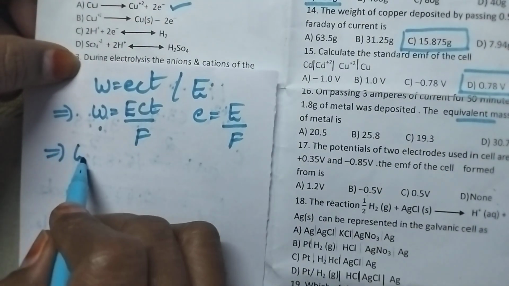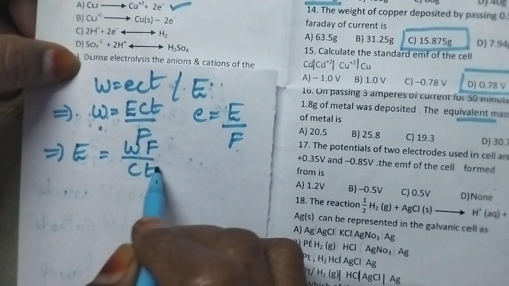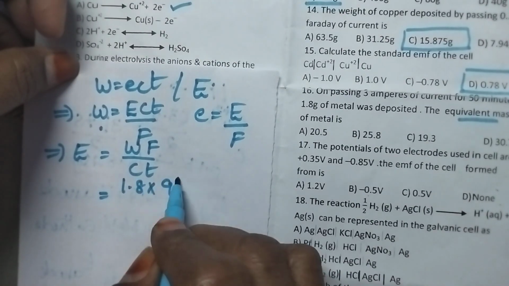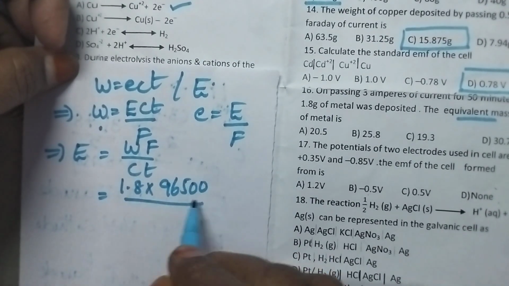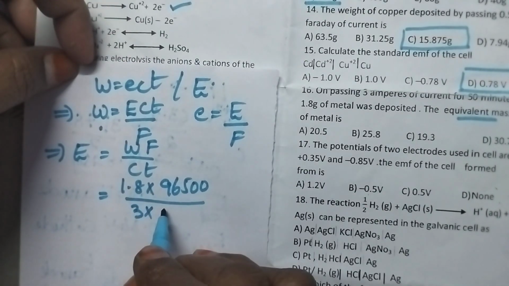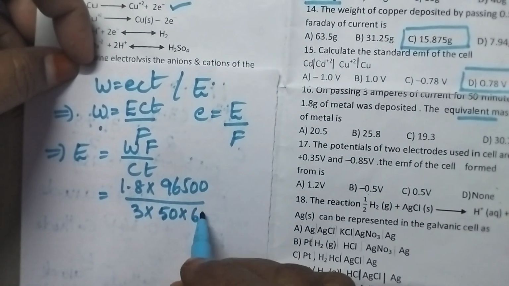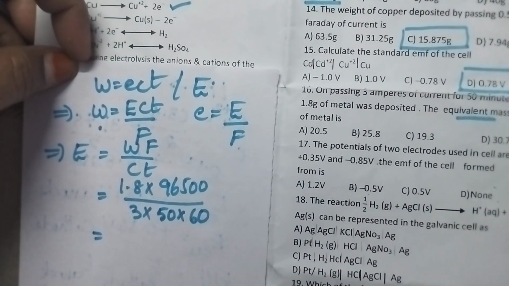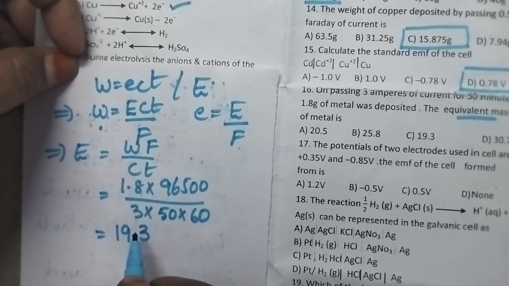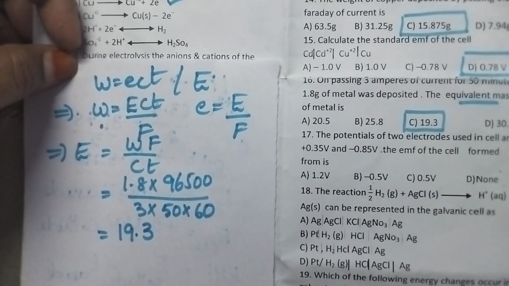So that implies equivalent mass is equal to W into F by CT. So on substitution, that is 1.8 into 96,500 divided by 3 into, here the time is given in minutes and we have to convert it into seconds, and on calculating we will get 19.3. So option C, that is 19.3, is the right answer.